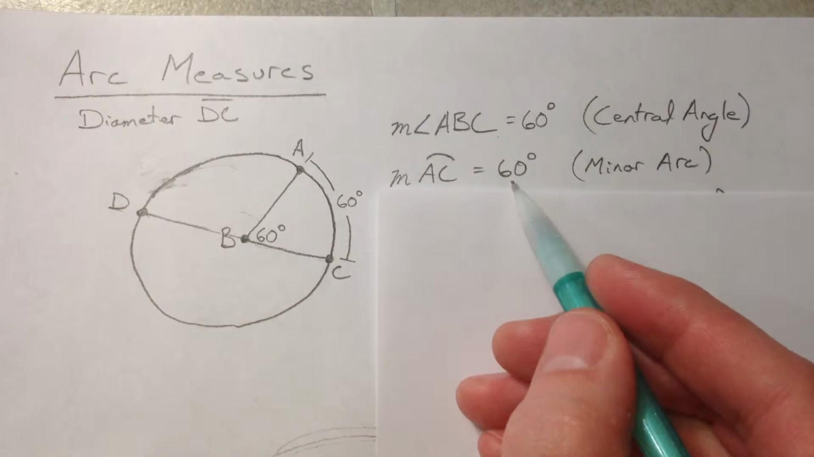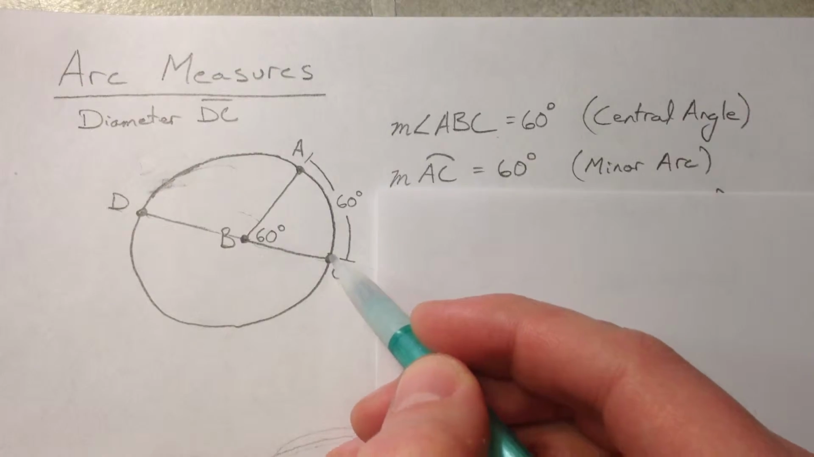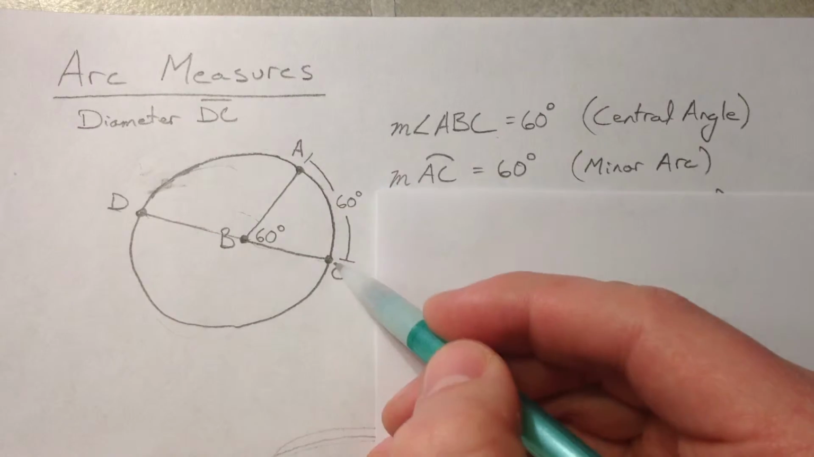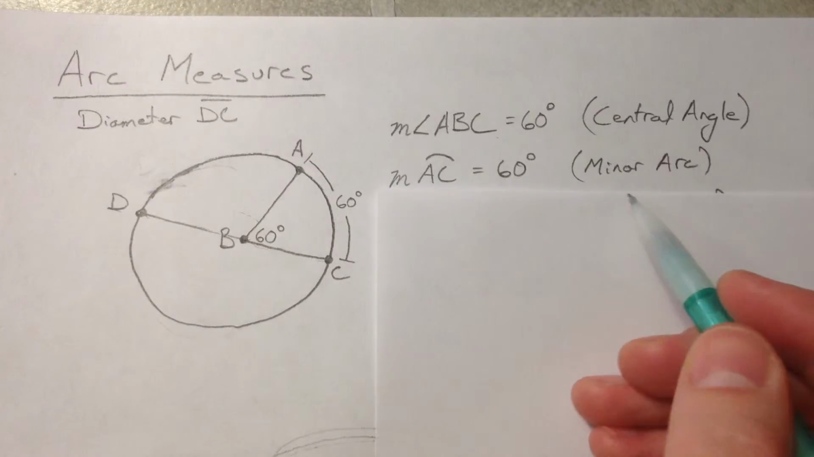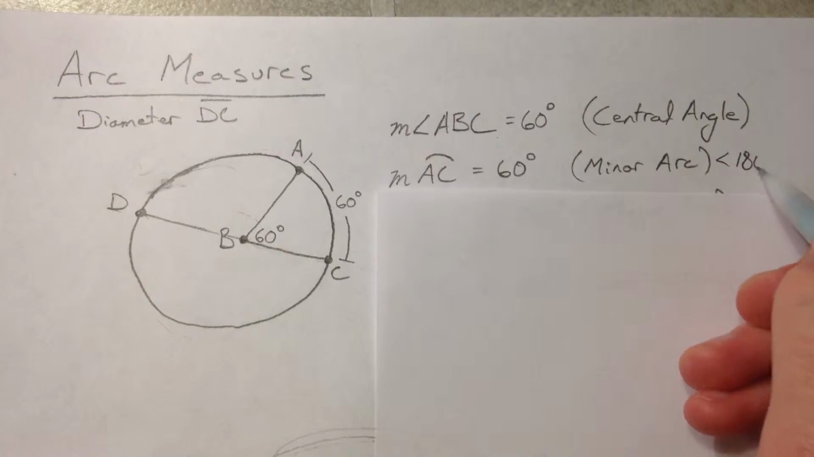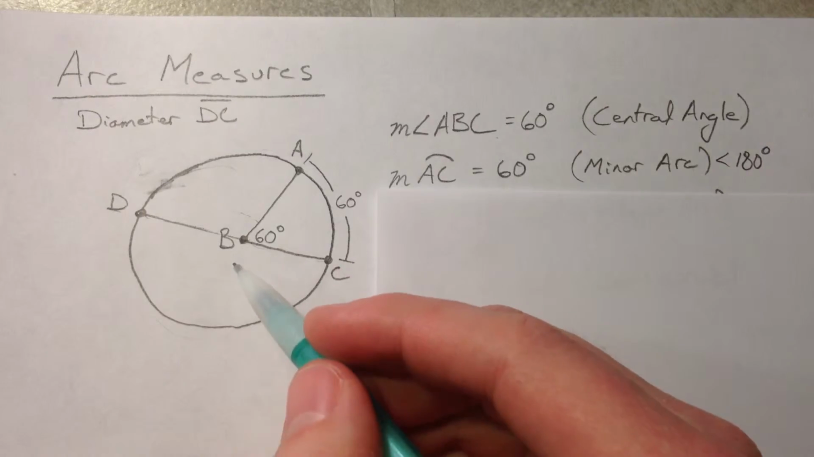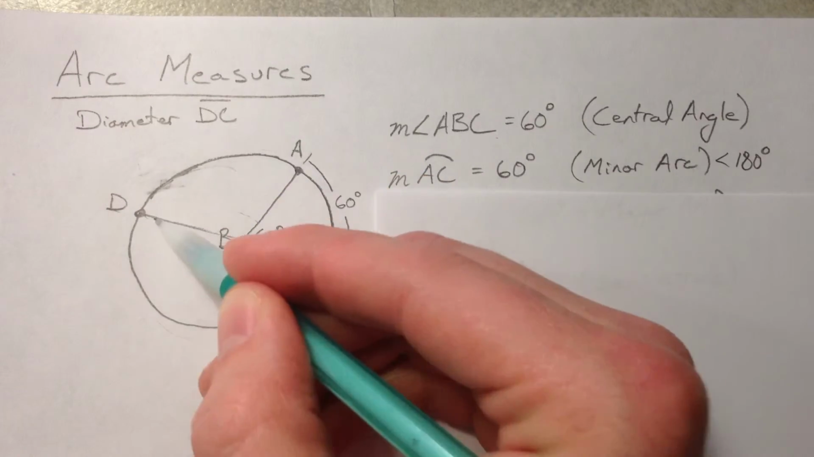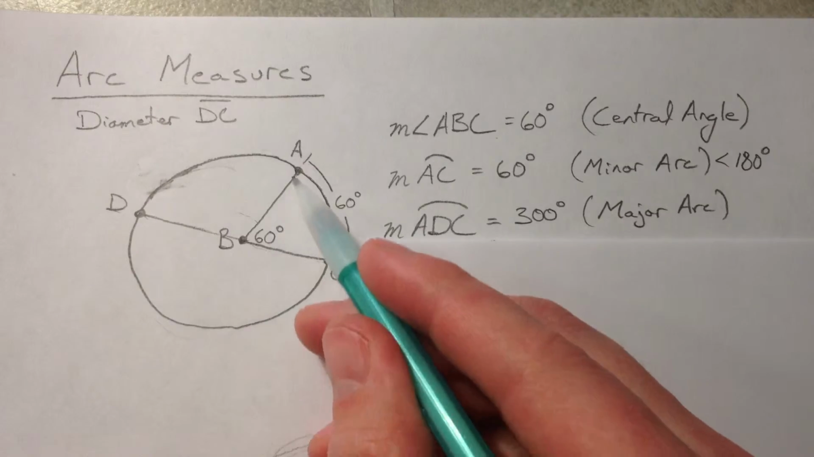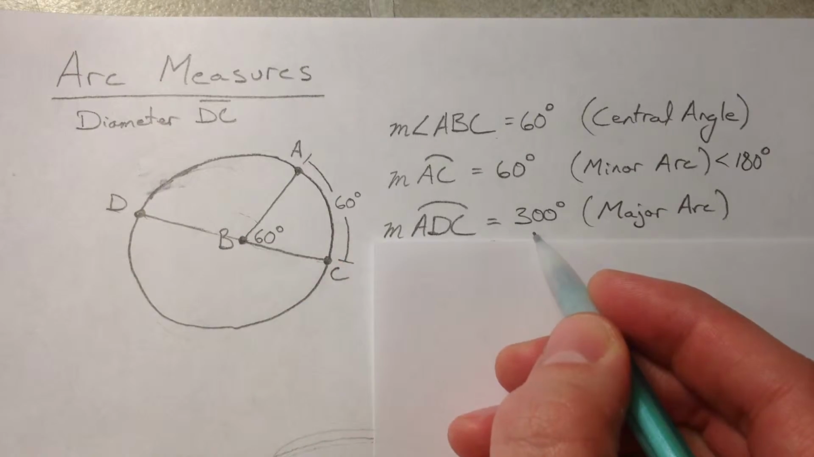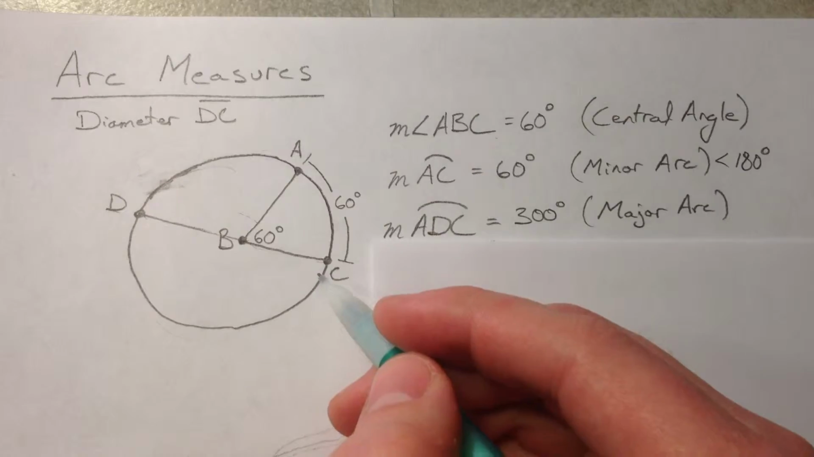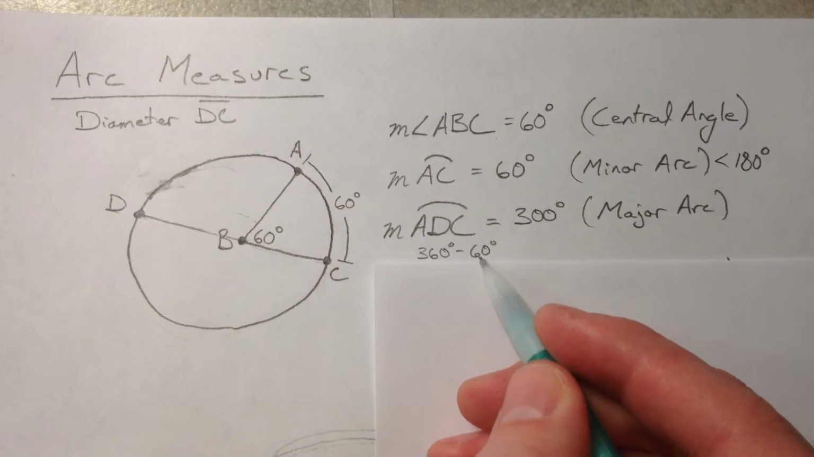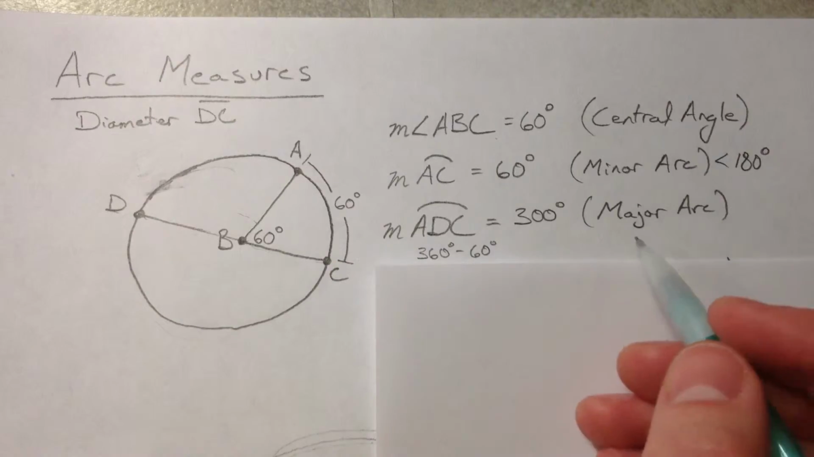Now, right now we have 60 degrees because we said AC, but what if we wanted to go all the way around? Well, AC is just the minor arc. Anything less than 180 is a minor arc. And so if we wanted to go the long way around, we would have to use 3 letters to say ADC. And so measure of arc ADC is 300 because all the way around would be 360. We've already taken 60, so 360 minus 60 is 300.